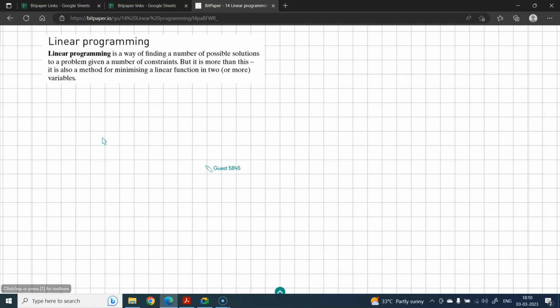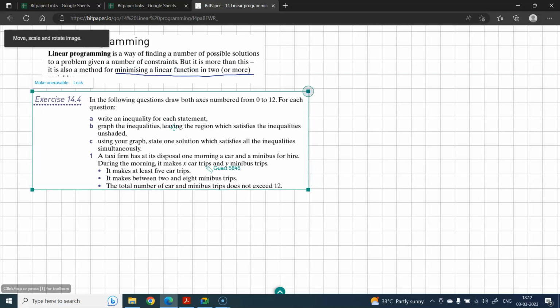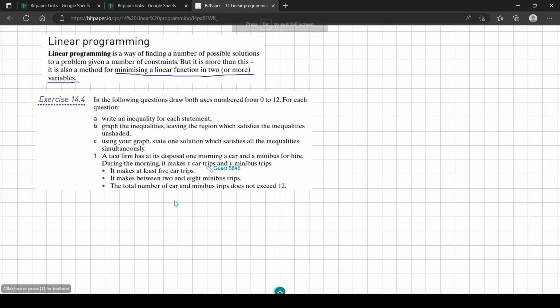Okay, now we come to the actual topic of the chapter, linear programming. Linear programming is a way of finding a number of possible solutions to a problem given a number of constraints. Okay, here is your question.